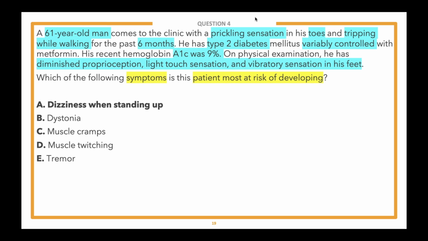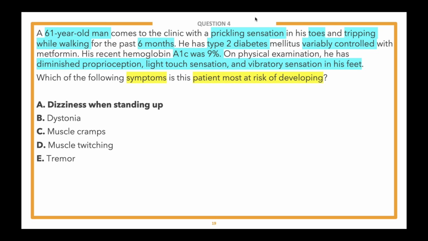So what is going on with this patient? What is that first step? Well, not just knowing that he has diabetes, but that it's uncontrolled. So he has a high hemoglobin A1C. He has neurologic signs and symptoms: diminished proprioception, sensation, vibratory sensation. So he probably has diabetic neuropathy. He's actually getting altered change to his nervous system because of his diabetes. So he's got diabetic neuropathy.